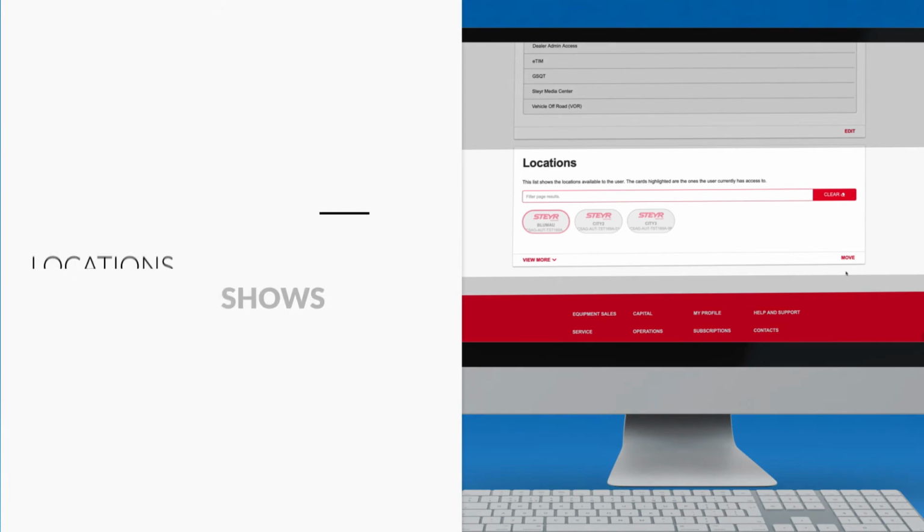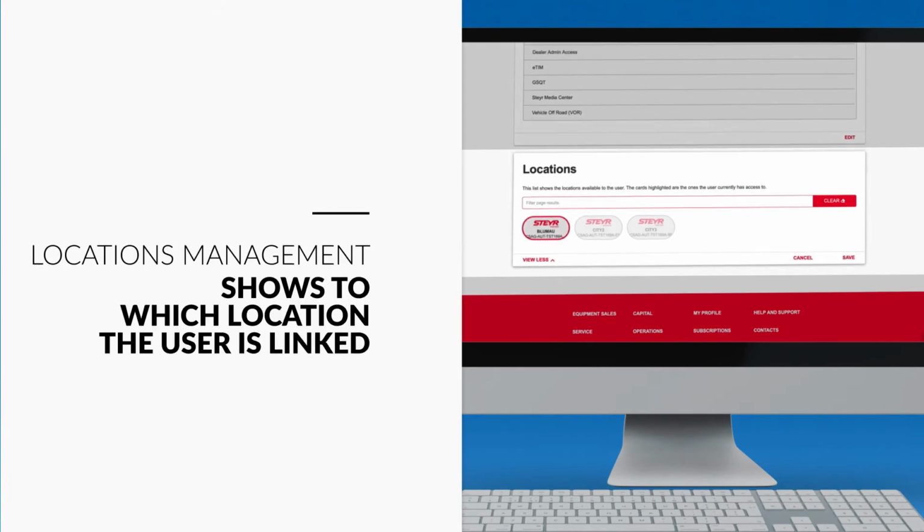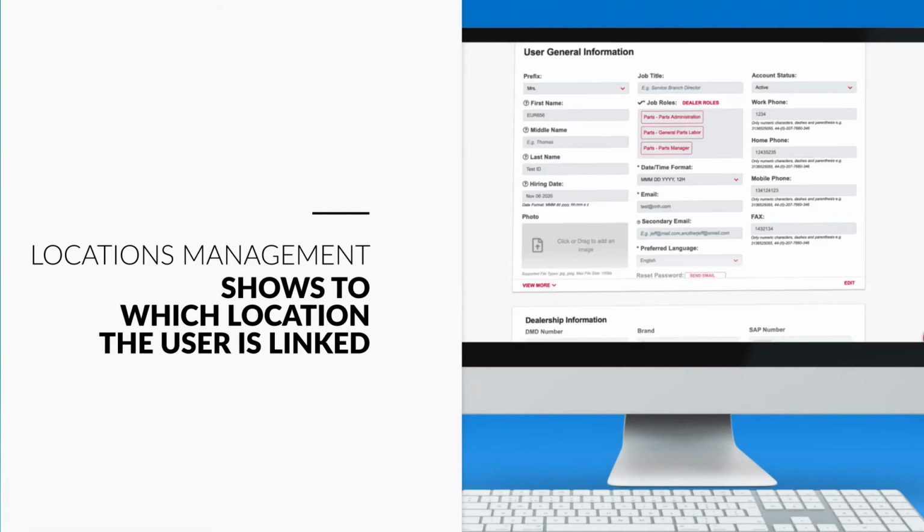The list shows the locations available to the user. The chip highlighted is for the location the user currently has access to. To assign a user to a different location under the same dealership complex, use the Move feature. Click the chip of the desired location. Don't forget to select Save in the lower right-hand corner of this section.